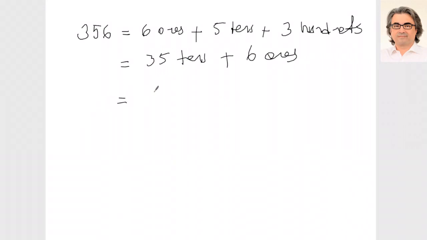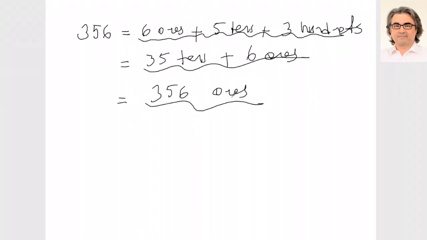Or 356 ones. Am I right? Can I write like this? You should write this form, but these two forms are also okay. But in general, we'll use the first one.